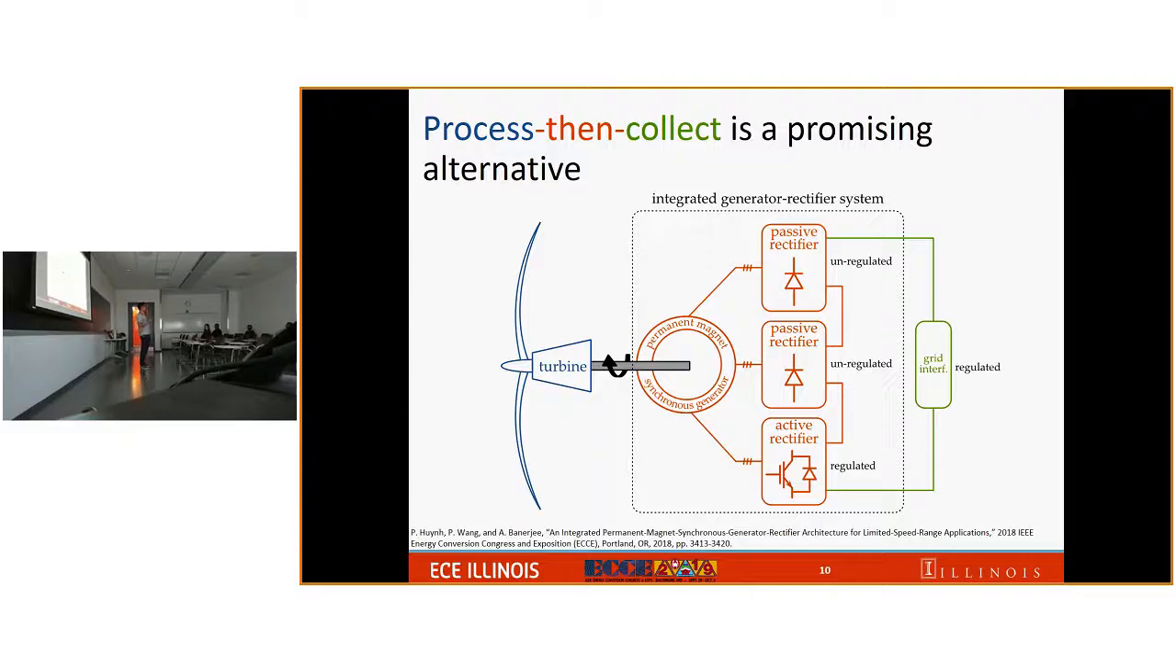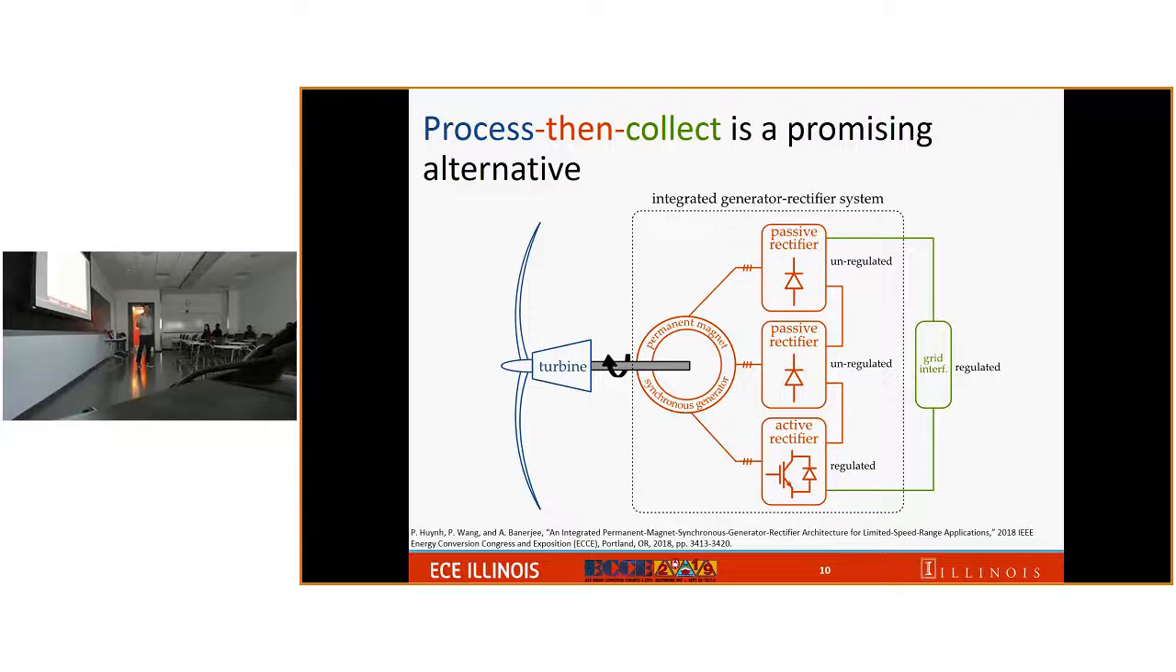If we approach the problem using that method, two key advantages arise. The first is that you don't have to design the converter for the full power of the generator, so you can utilize commercially available switches to design the converter. The second is that you can combine different types of converter to achieve better conversion efficiency. For example, here we combine the active rectifier and the passive rectifier.